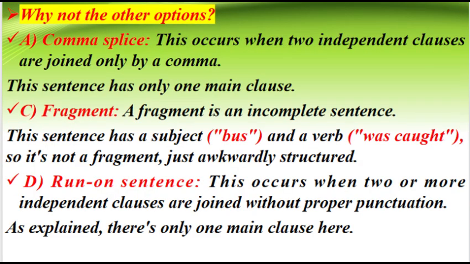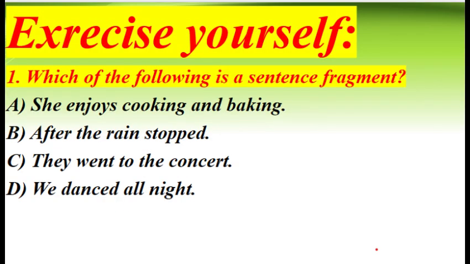Why not the other options? A. Splice. This occurs when two independent clauses are joined only by a comma. This sentence has only one main clause. C. Fragment. A fragment is an incomplete sentence. This sentence has a subject, bus, and a verb, was caught, so it's not a fragment, just awkwardly structured. D. Run-on sentence. This occurs when two or more independent clauses are joined without proper punctuation. As explained, there's only one main clause here.